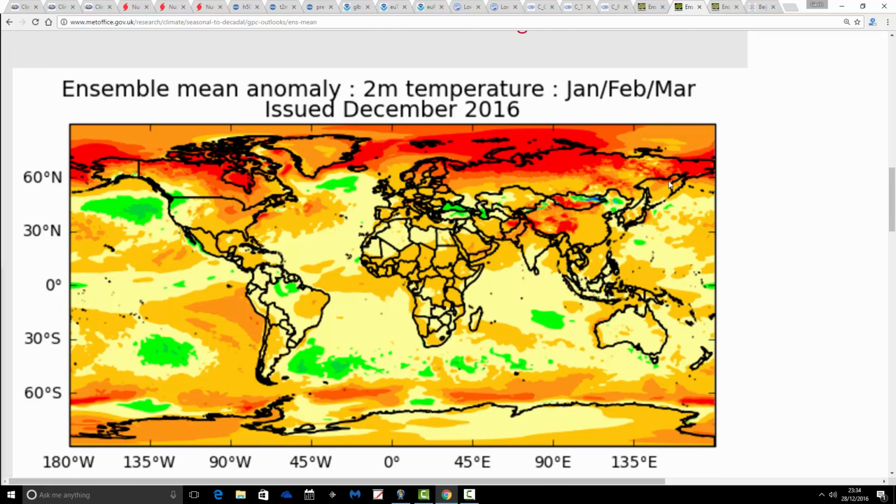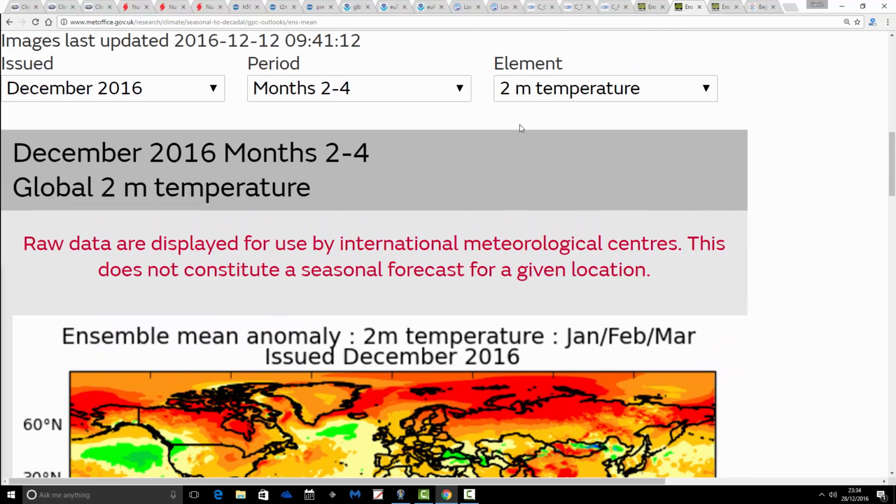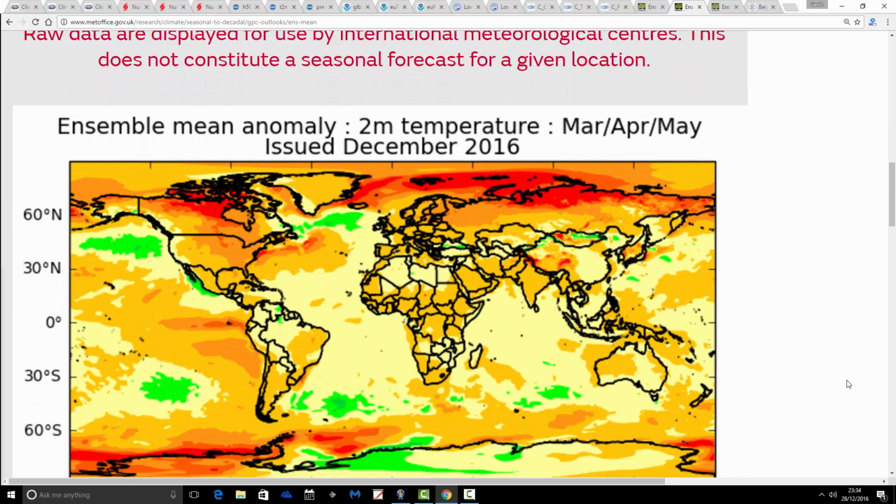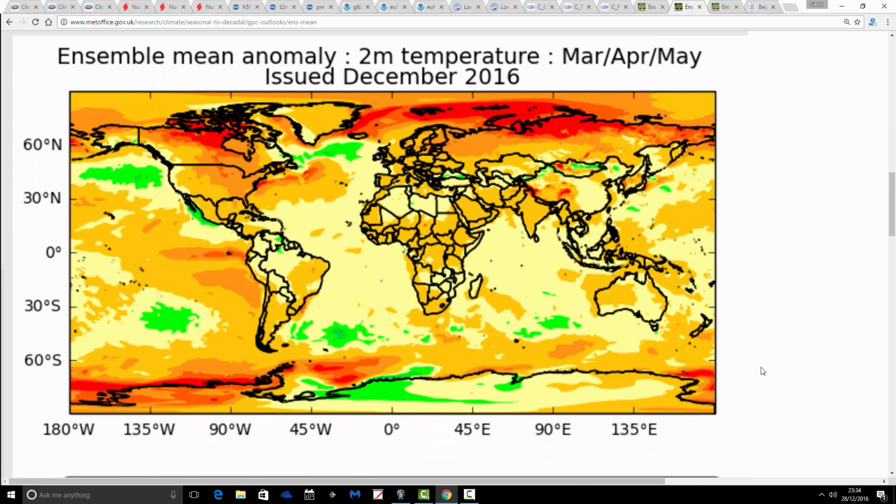So I'm going to just change that. Oh, that's gone a little bit wrong. So let's just come down here and have a look at the temperatures. There we go. That's the right temperature anomaly. Sorry about that. Doesn't make much difference to anything.